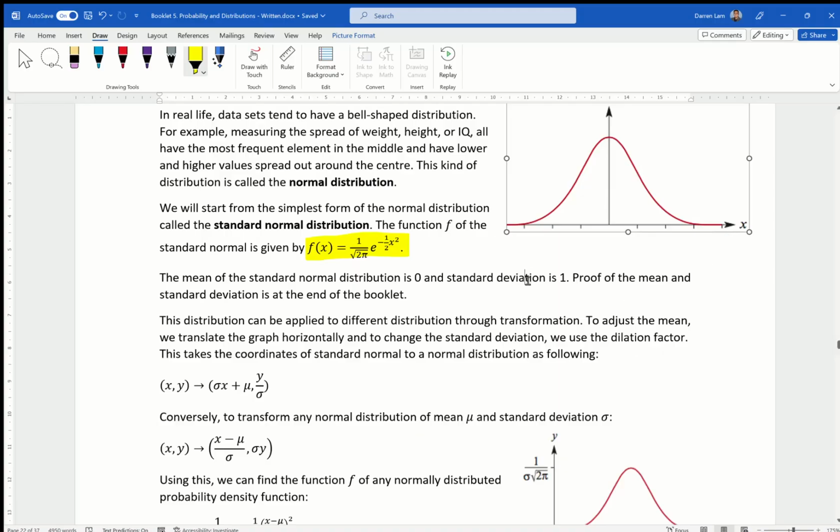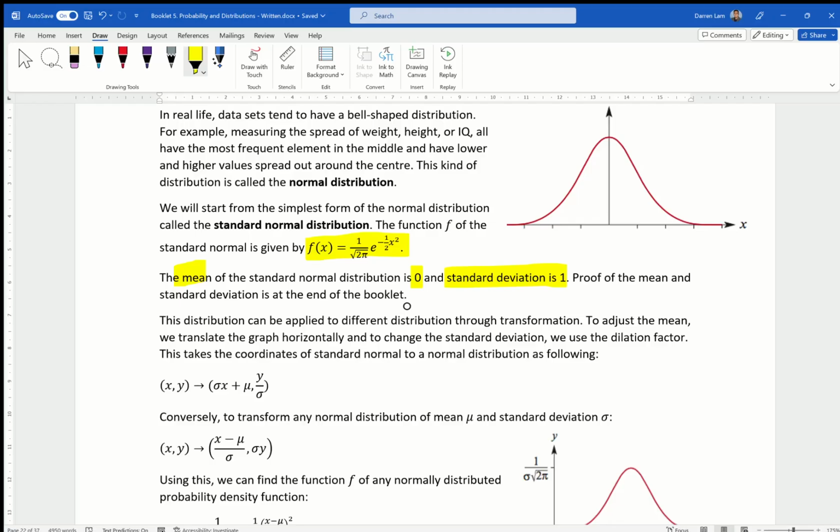The mean of the standard normal distribution is 0, and the standard deviation is 1. The mean is 0, the standard deviation is 1. In the scenario where the question does not provide it to you and it's assumed that you know it, it's most likely going to be 0 and 1. I know it says the proof of the mean and standard deviation at the end of the booklet. I think that's not there, so you can just do your own research if you need to. It's not part of the study design.